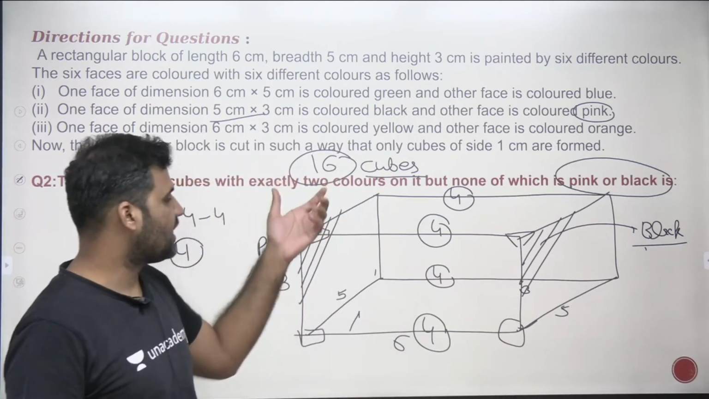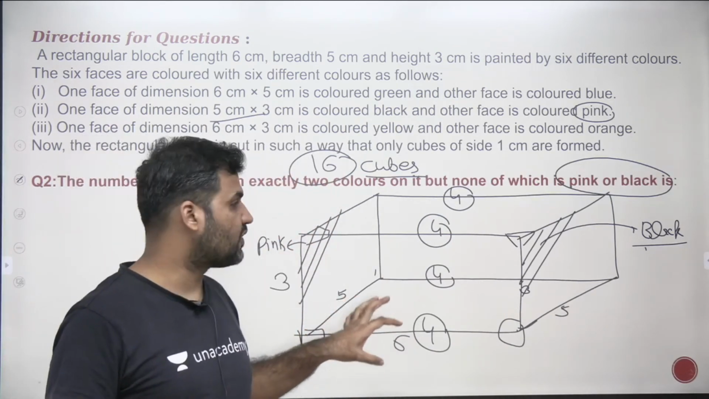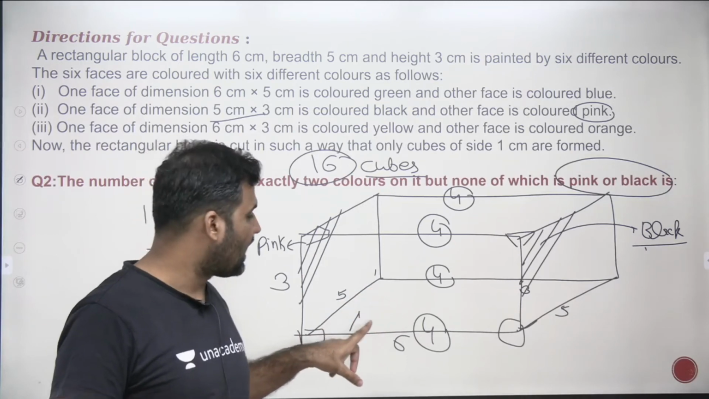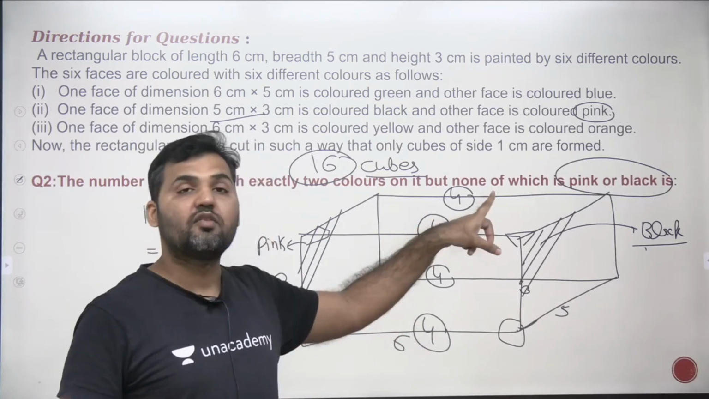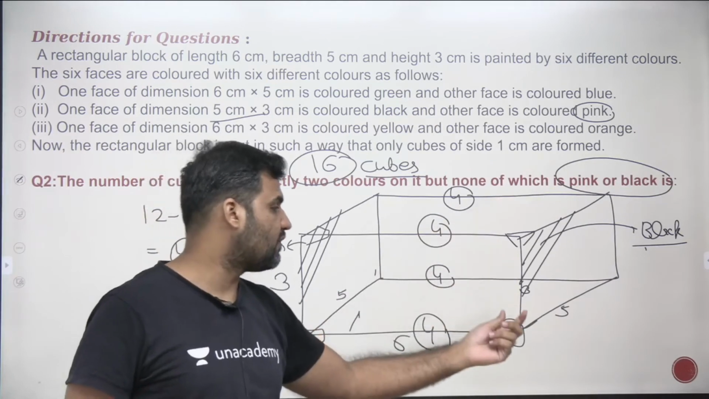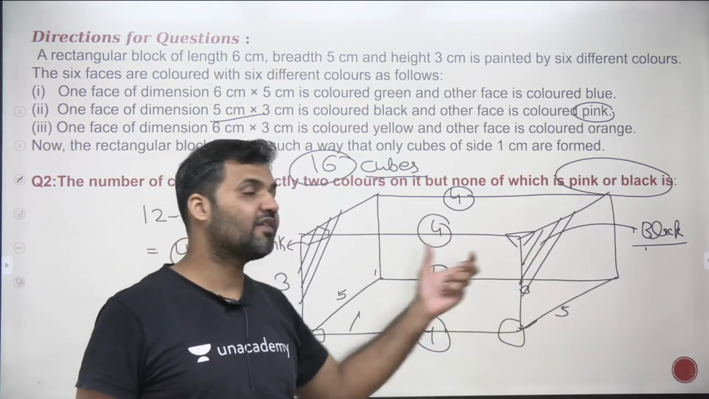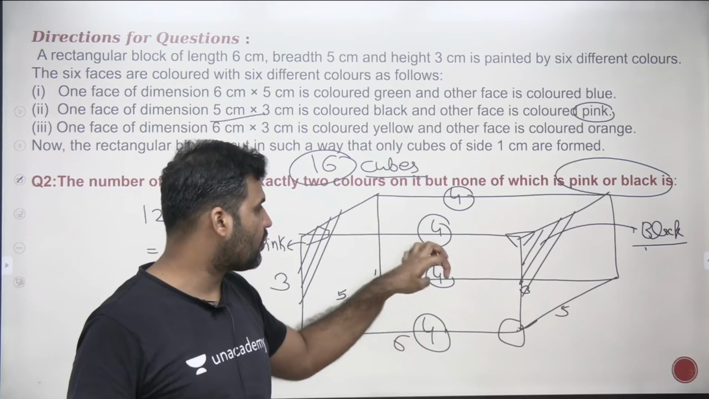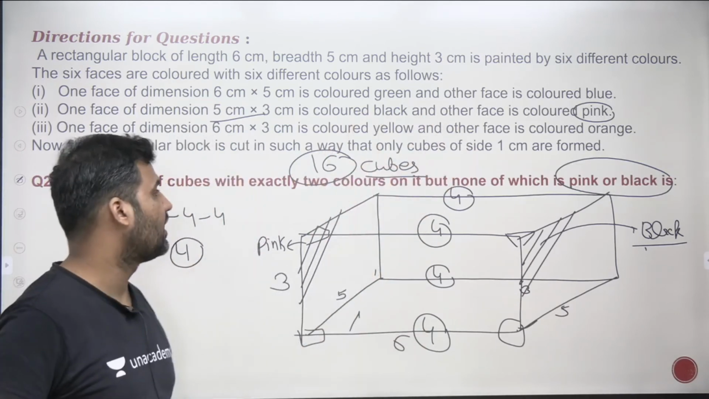So in this particular case, we are supposed to look for the edges where pink and black color has not been used, and these are the 4 edges where pink and black color has not been used, but we need to remove the corner cubes because they will have 3 sides painted. 4, 4, 4, 4, answer is 16, right?